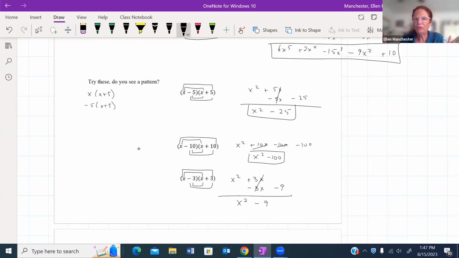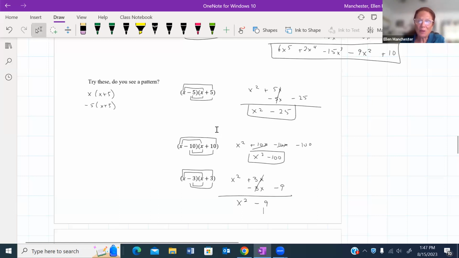Did you notice that the outside and the inside cancel every single time? Okay, so why is that? Why do they cancel? Well, when you look at your binomials, you have the exact same values or same set of numbers and variables. One is minus, one is plus. And if we switched them to have a plus and a minus, it would be the exact same setup.